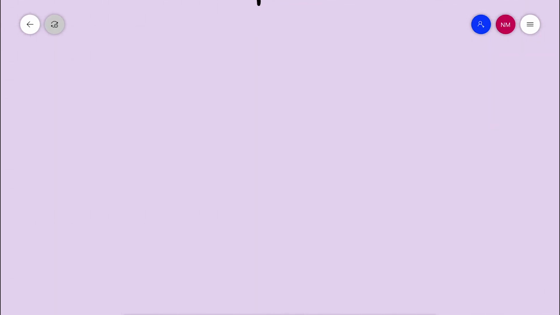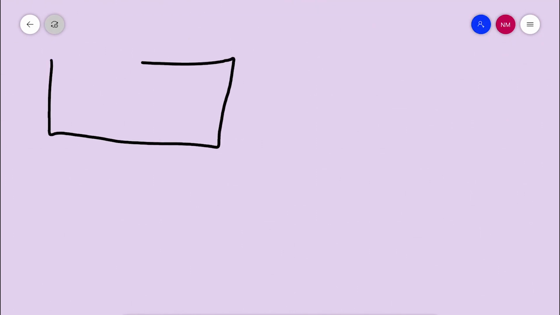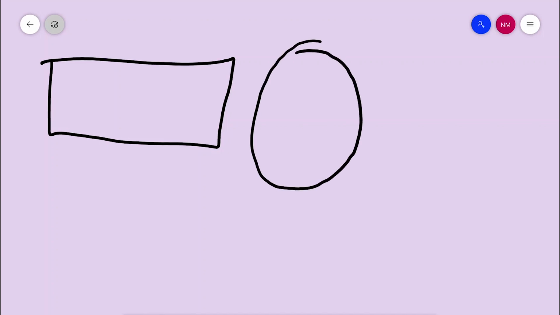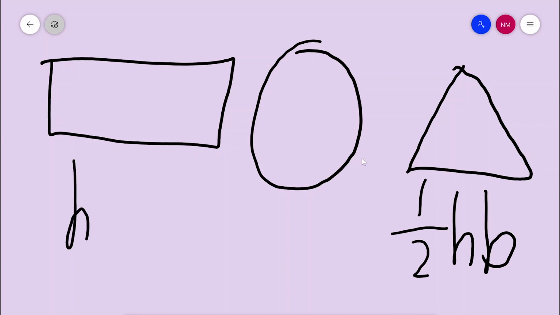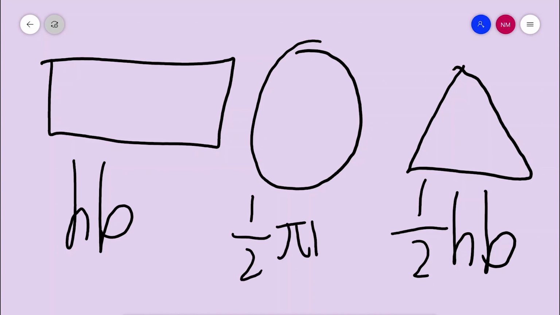Now, the second part of calculus is the antiderivative. So let's start by looking at some basic two-dimensional geometric shapes. We have rectangles, circles, and triangles. The list goes on. Now, hopefully, we all already know how to find the area of shapes like these. We have handy formulas for that. So for a triangle, we have 1/2 times height times base. For a rectangle, we have just the height times the base. And for a circle, we have 1/2 pi r squared. Now, I could go off into a whole other tangent about circles, but let's just stay focused for now.